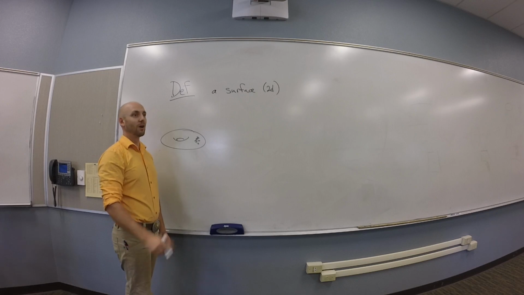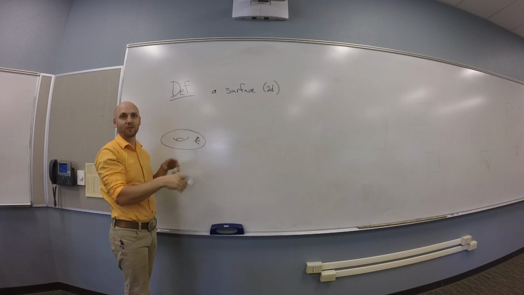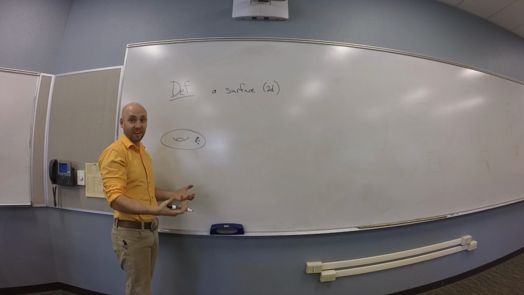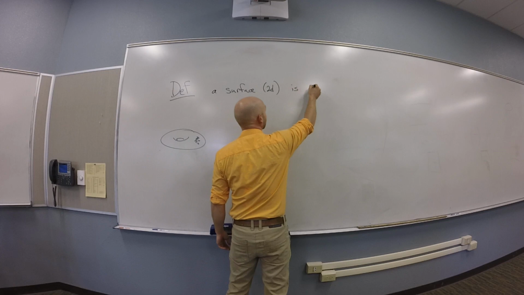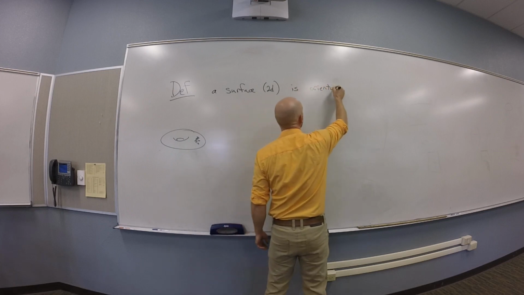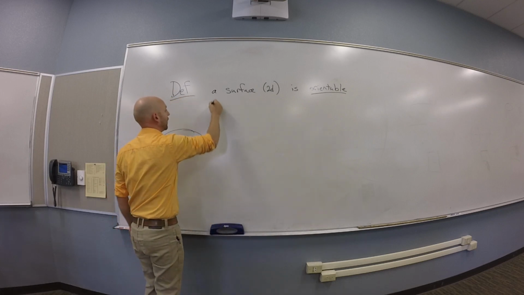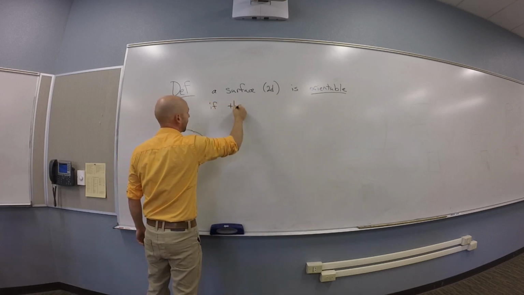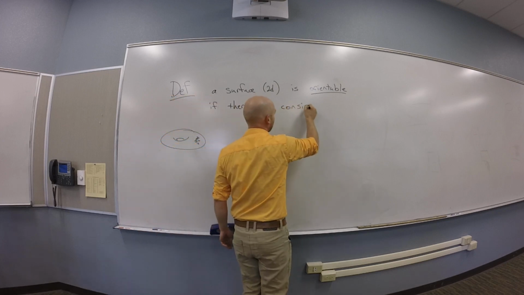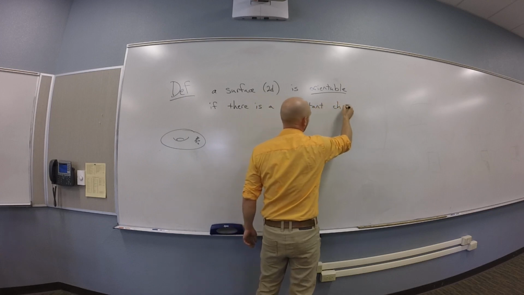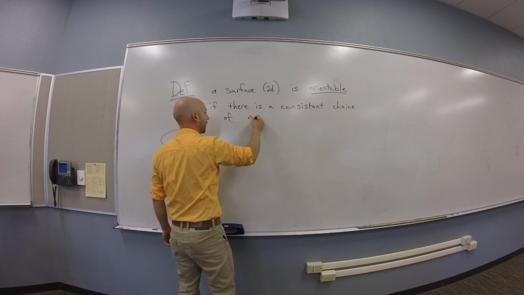Okay, so a surface, and by this I mean a two-dimensional surface, which might be a two-dimensional surface embedded in R6 or something, right, is orientable, and this is the word I'm defining, if there is a consistent choice of normal vector.